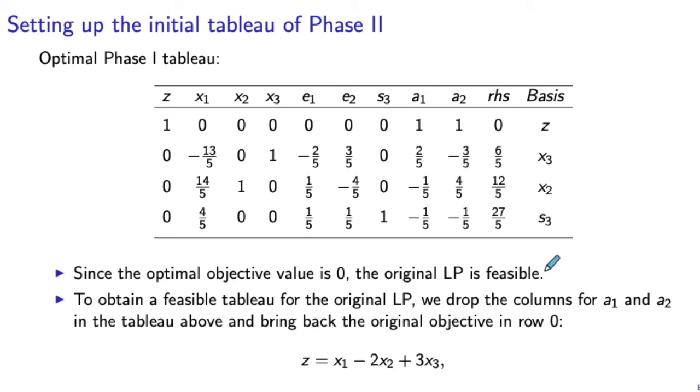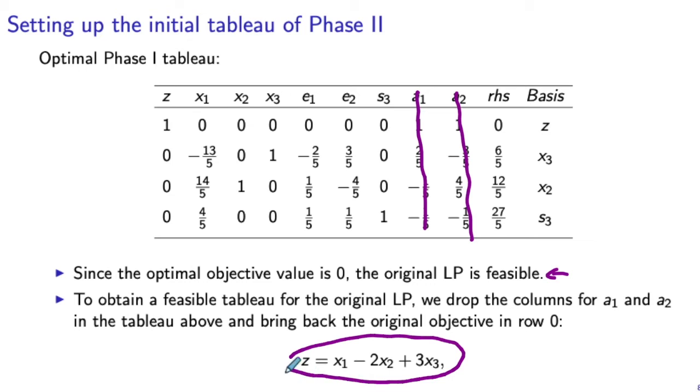So, phase 2. Right, because the optimal objective of the auxiliary problem was 0, we concluded that the original LP is feasible, so we are setting up the initial phase 2 tableau. We drop the artificial columns and bring back the original objective function instead of the one used in phase 1. The original objective was x1 minus 2x2 plus 3x3, so we move all the variables to the left and input the resulting coefficients in row 0.